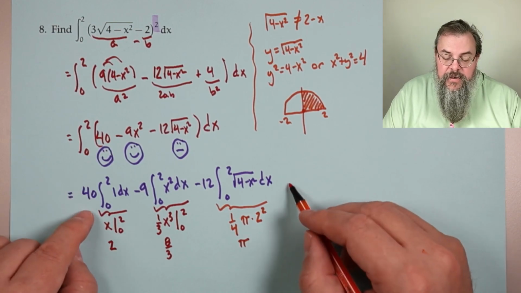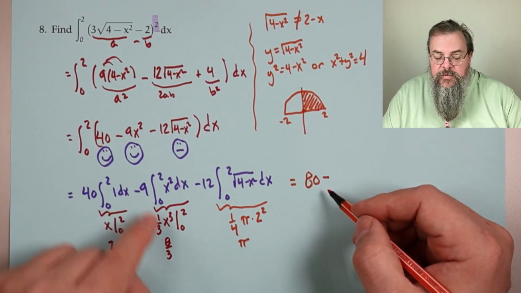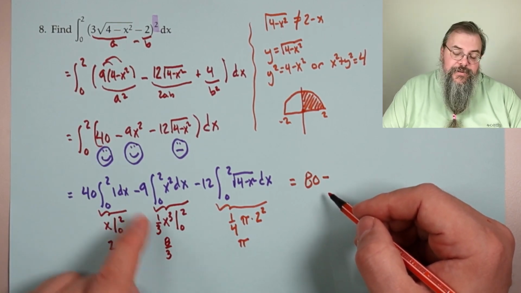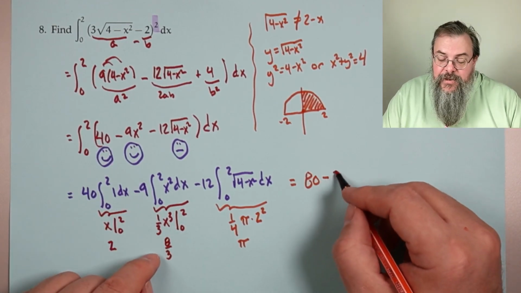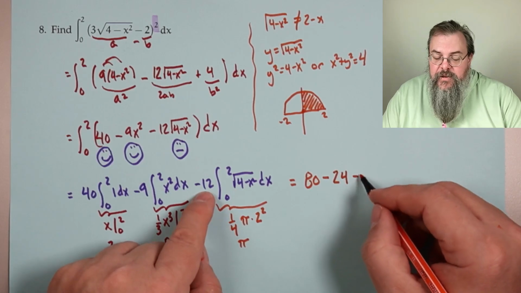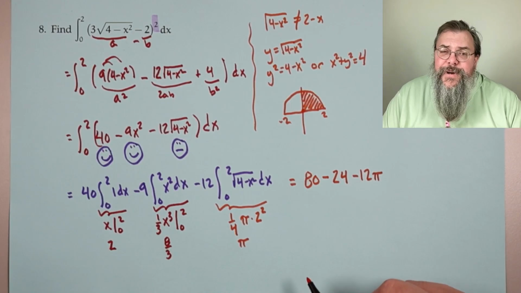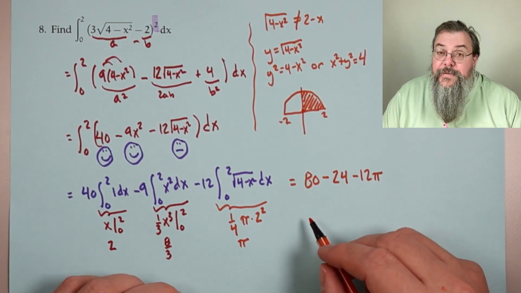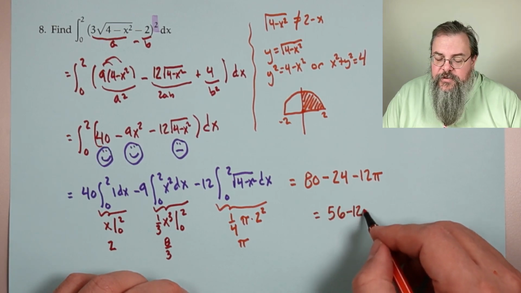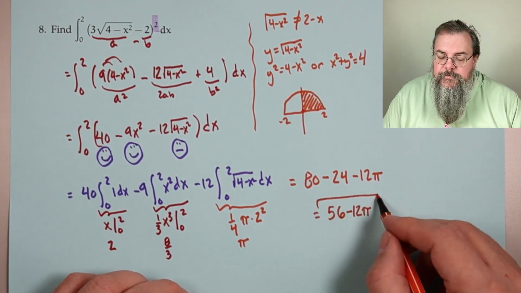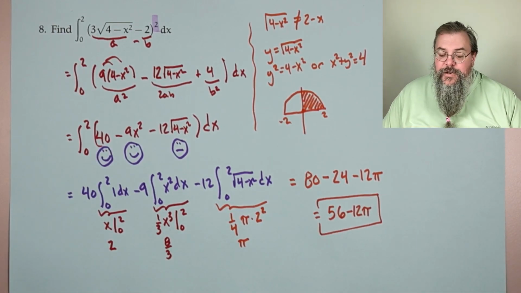So let's see what we have. We have 40 times 2, 80. Subtract 9 times 8/3. Well, notice that 3 goes into 9. So this is really going to be the same as 3 times 8. So 3 times 8, 24. Minus 12 pi. All right, now 80 subtract 24 is 56. And so we end up with 56 minus 12 pi. And there we go. We found our answer, and it was not so bad, right?